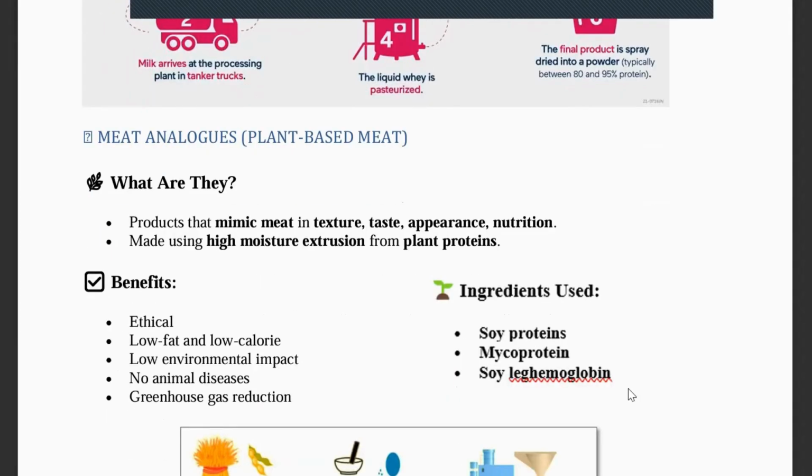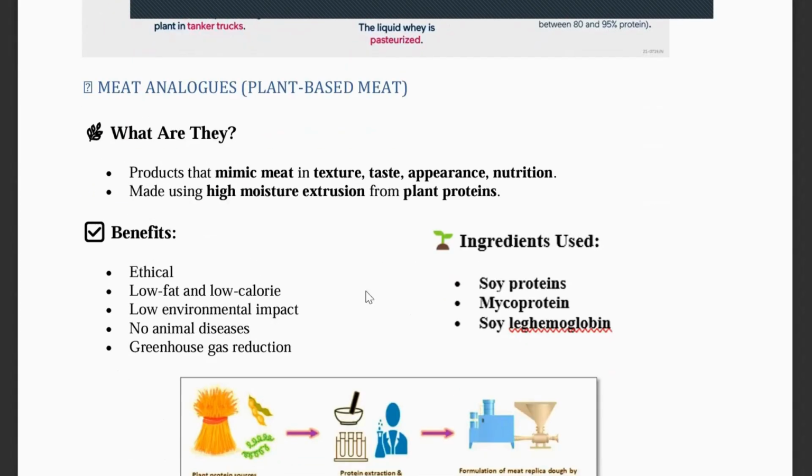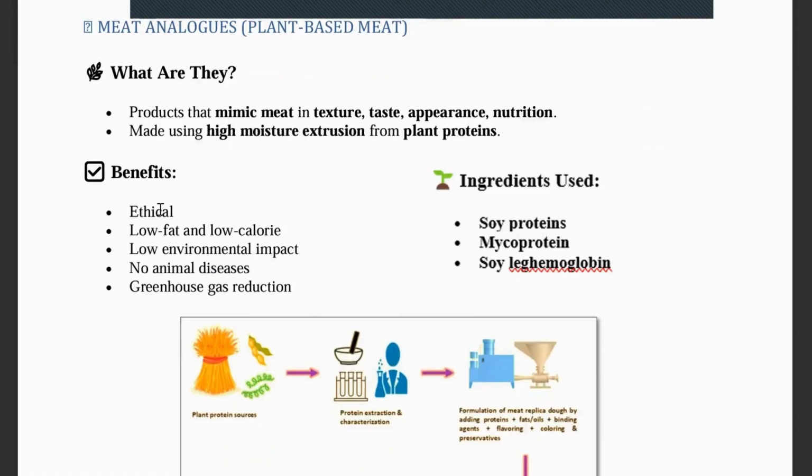Now, meat analogs, it's a plant-based meat. What are they? Products that mimic meat. Exactly, it mimics meat in texture, taste, appearance, and nutrition. It is made up of what? High moisture extrusion of plant proteins. What are the benefits? It is ethical, low fat and low calorie, has low environmental impact, and the risk of carrying animal diseases is reduced.